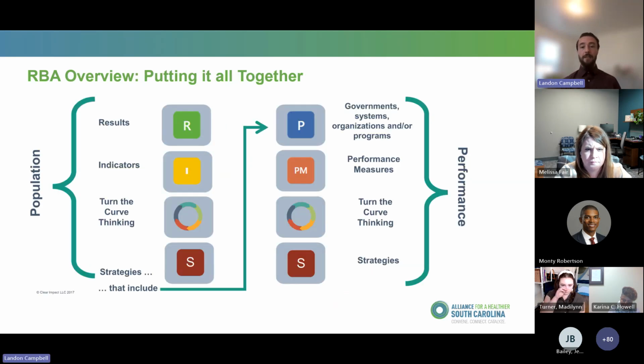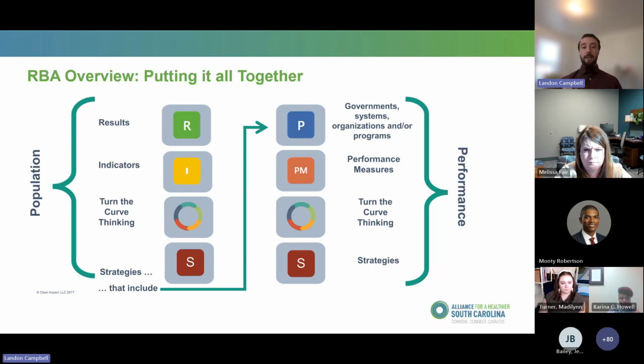So to put everything together, let's think of these concepts in one cumulative diagram. At the population accountability level, we have our high-level results and indicator statements. These statements guide our first turn the curve activity and will lead to the overarching strategies that our full group agrees on.